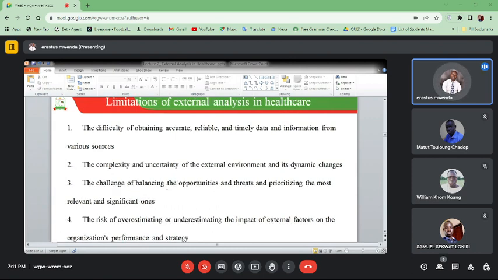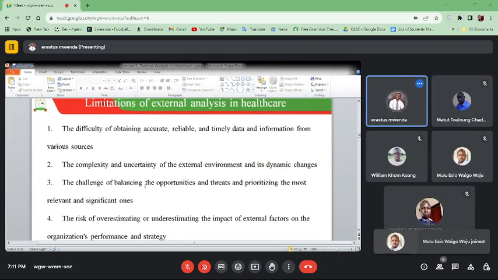Now, when we are doing external analysis as organizations, we have a number of challenges that we are going to face. Number one is difficulty in obtaining accurate, reliable, and timely data from various sources. Remember, when we are doing external analysis, we will depend on information that is not with us and that is external. Maybe we are sending teams to be able to get this information. So it may be difficult for us to ascertain the accuracy, to know whether this information is reliable.